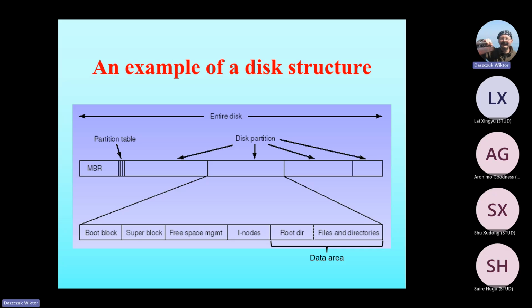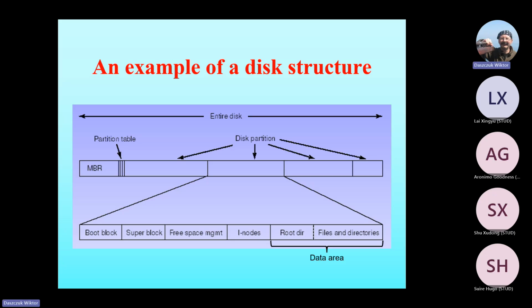Then the super block is on the disk. It is data that we discussed already, the organization of the partition. It is contained in the super block. I don't know why Tannenbaum separated it.